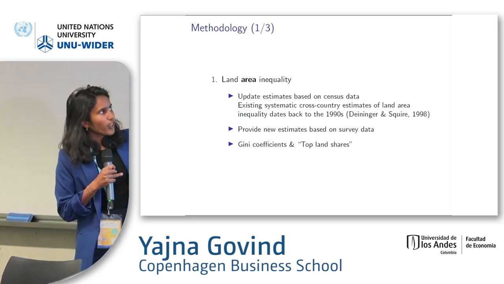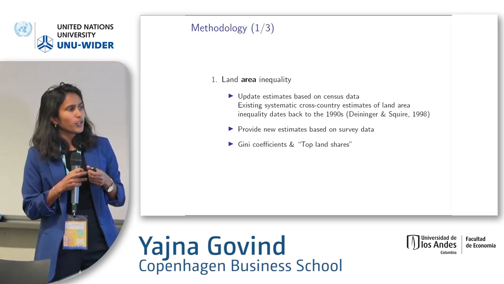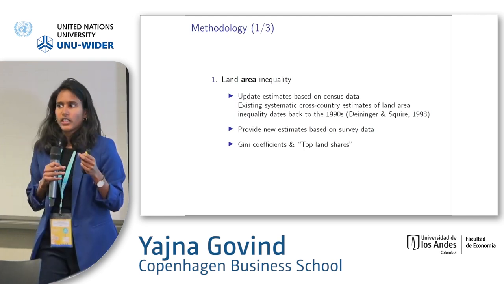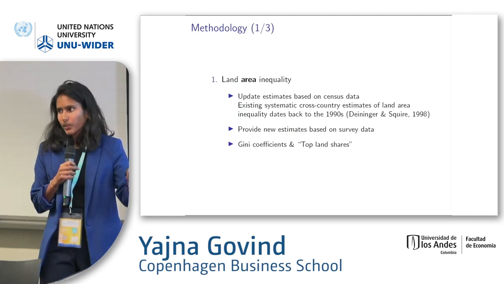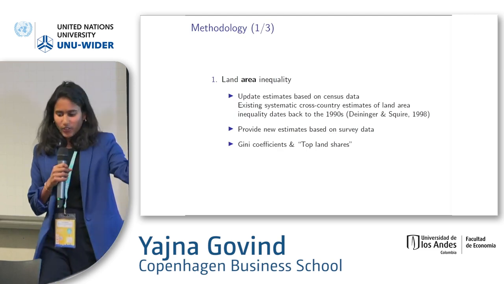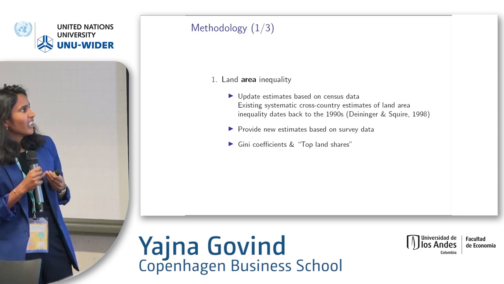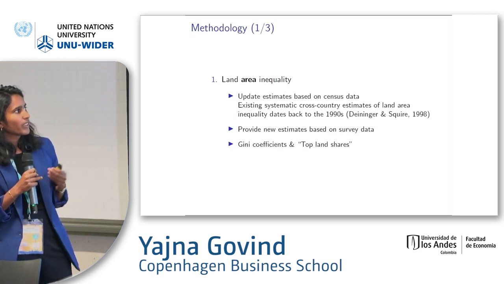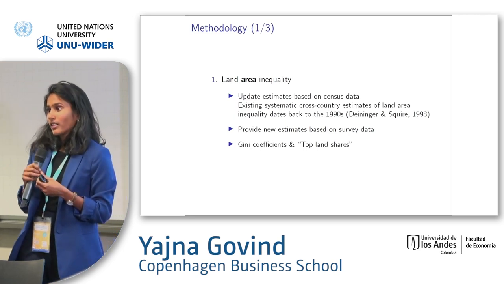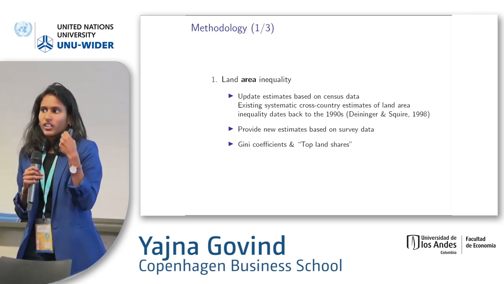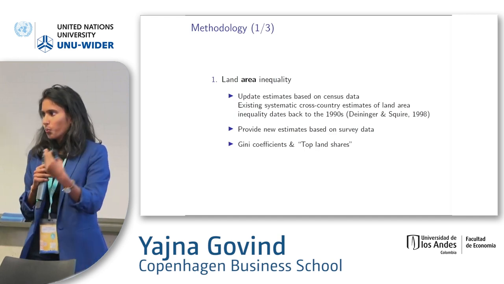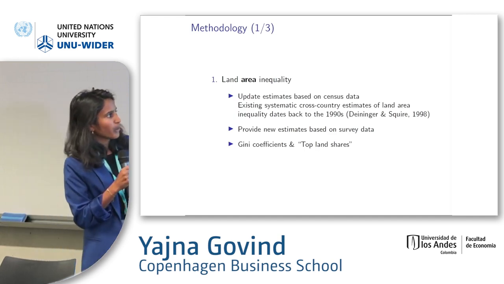And we're going to be first updating the estimates using census data. So we're going to go with the existing literature. We take census data as they have used, and we're going to just update the existing literature. As I was saying earlier, the existing literature has done systematic cross-country estimates of land inequality, but it dates back to the 1990s. So we don't have consistently estimated land inequality series after that, and that's the first contribution we want to bring to this table.